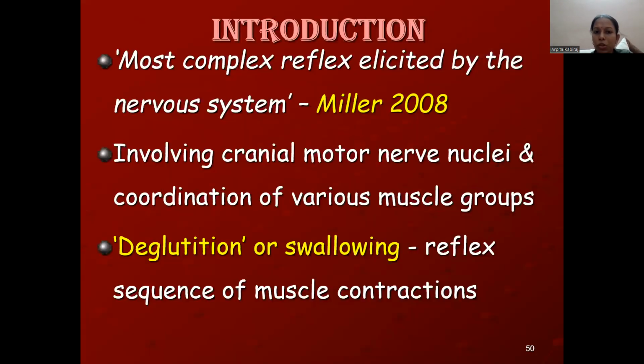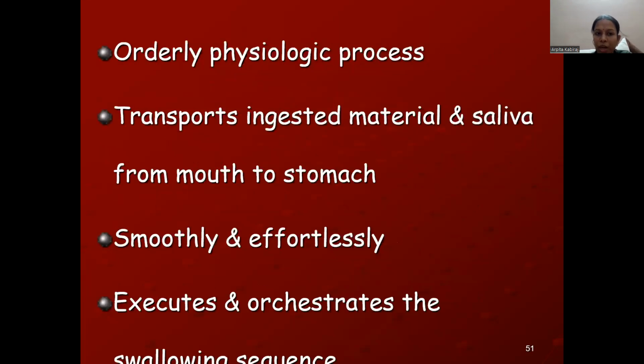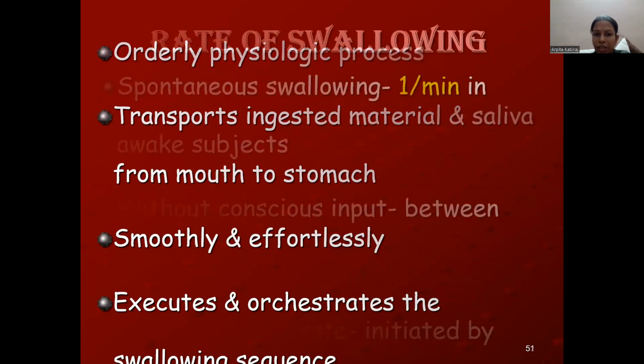Now, the most complex reflexes elicited by the nervous system are mastication and deglutition. Involving cranial motor nerve nuclei and coordination of various muscle groups, deglutition or swallowing is a reflex with a sequence of muscle contractions. It is an orderly physiological process and transports ingested material and saliva from the mouth to the stomach smoothly and effortlessly to execute and orchestrate the swallowing sequence.